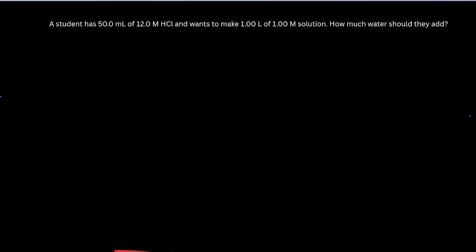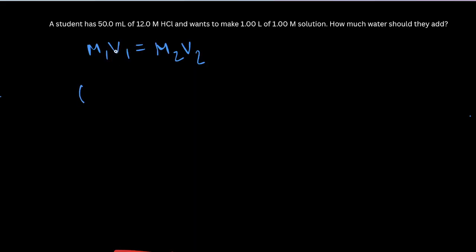All right, now let's look at this one. A student has 50 milliliters of 12 molar HCl and wants to make 1 liter of 1 molar solution. How much water should they add? All right, once again, we can start by writing out our M1V1 equals M2V2. And let's identify what it is that we have and what it is that we are solving for. Well, the student has 50 milliliters of a 12 molar solution. So this is what we're starting with. So these are going to be our M1 and our V1.